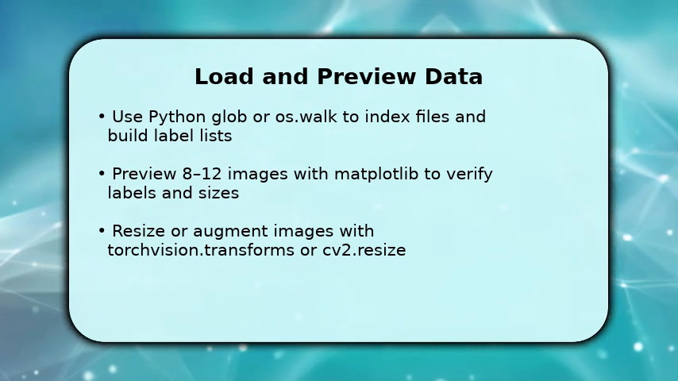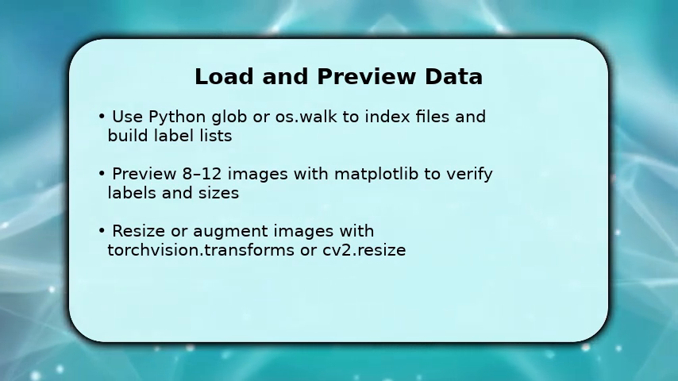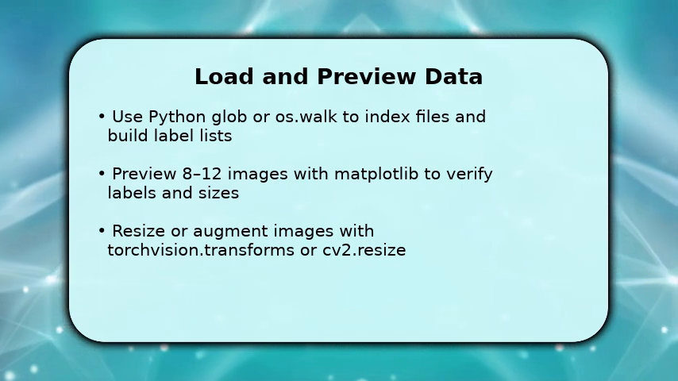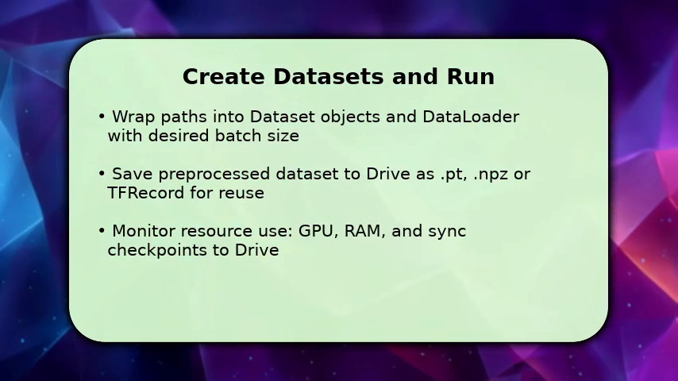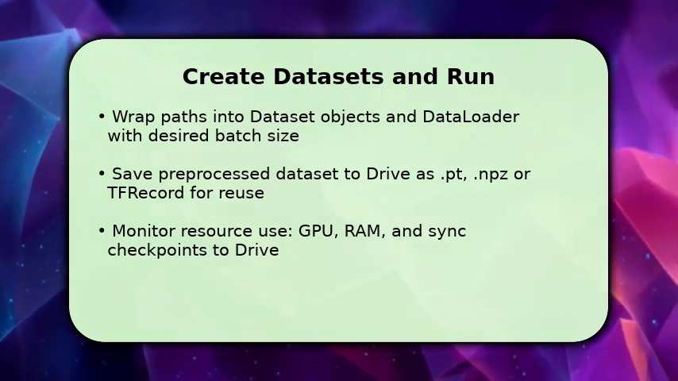Finally, create transforms or preprocessing pipelines. They standardize inputs and speed up debugging later. You finalize by converting lists into dataset objects and DataLoaders with an appropriate batch size. This controls memory and throughput.